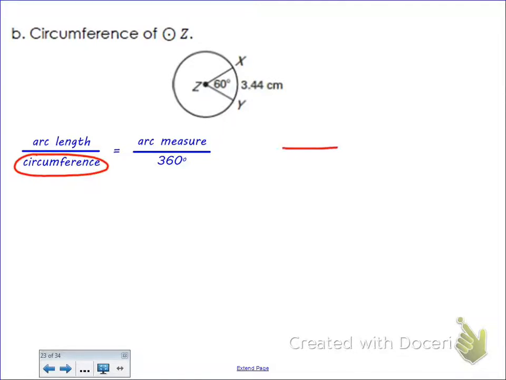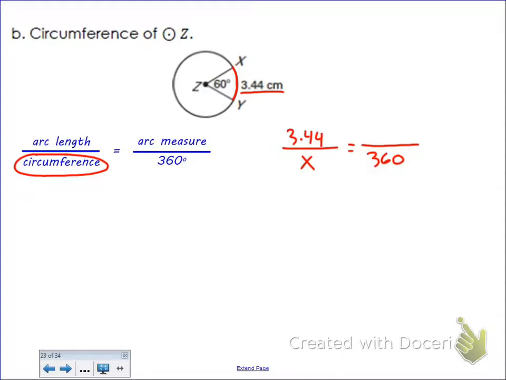So when I set up my proportion, I'm looking for the circumference, so I'm going to put that in the bottom, and I'm going to call that x. We need to fill in the arc length and the arc measure for this problem. So let's do arc length first. We look up at the problem, and I'm given 3.44 centimeters. It is listed right here on arc XY, so that is the length of the arc. So we'll go ahead and put that on top.